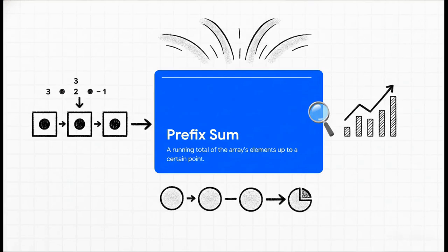So what on earth is a prefix sum? It's really simple. It's just a running total as you move through the array. So for our little array, 1, 1, 1, the prefix sums would be 1 at the first spot, then 1 plus 1 is 2 at the second, and finally 1 plus 1 plus 1 is 3 at the very end. See? We're just building up the sum as we go along.